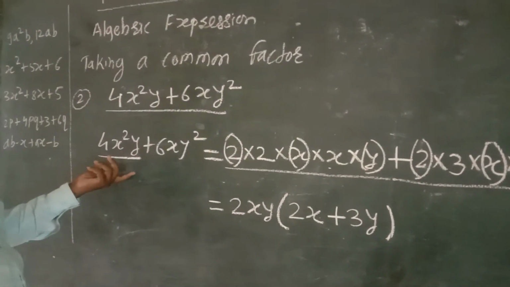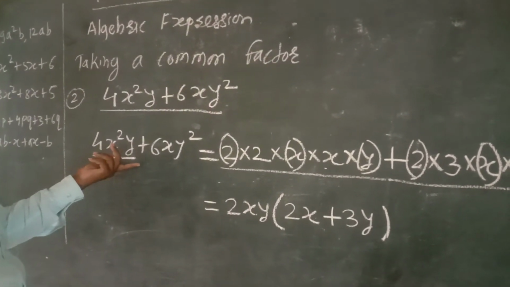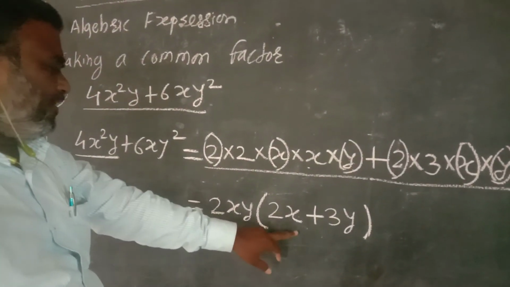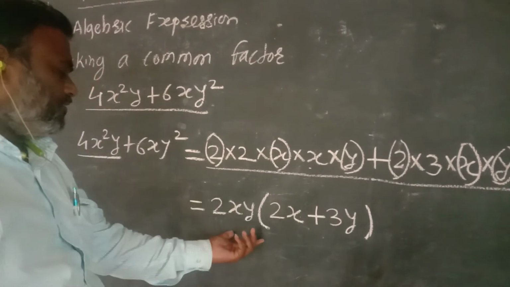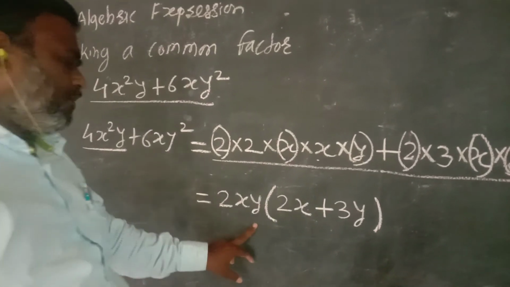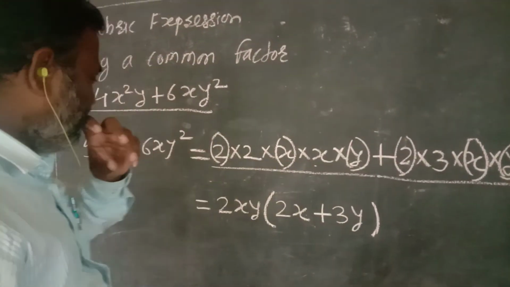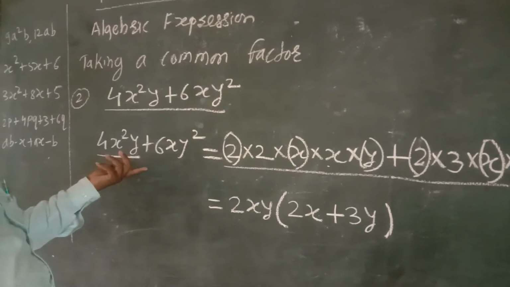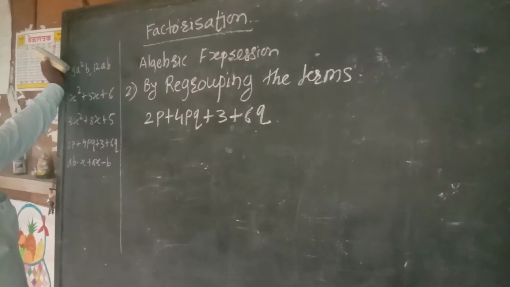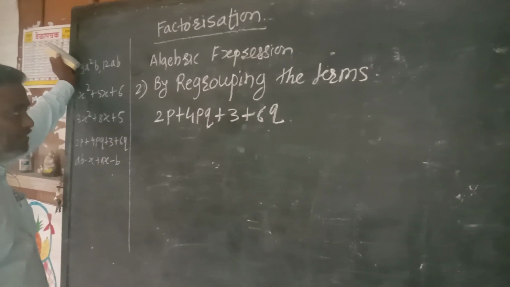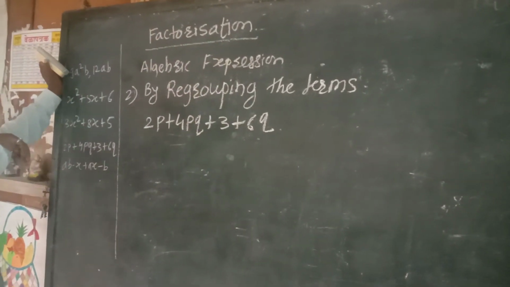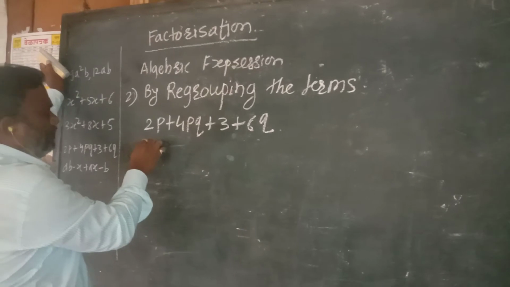Simply we can write the factors of 4x square y plus 6xy square as 2xy into, in bracket, 2x plus 3y. This is our required solution. Or in another way we can say 2xy into, in bracket, 2x plus 3y, bracket close, is the factor of the given polynomial or algebraic expression. Now we will discuss the second method, factorization of algebraic expression by regrouping the terms. In such type of problems, we have to take the first example.